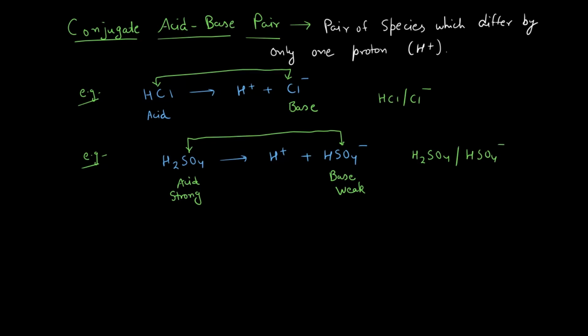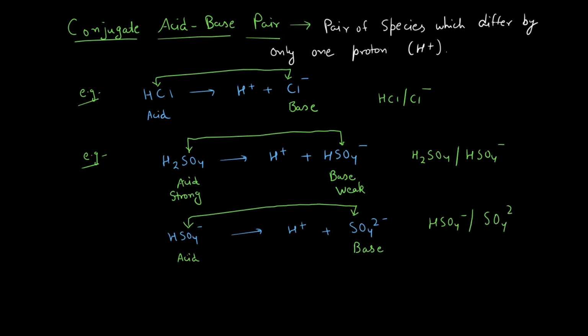Okay, now this HSO4 negative can again dissociate to give us H plus ion and SO4 2 negative ion. So now here HSO4 negative and SO4 2 negative are a conjugate acid-base pair. This is now acting as an acid because it is donating a proton, giving out a proton, and SO4 2 negative acts as a base. So our pair is HSO4 negative and SO4 2 negative.